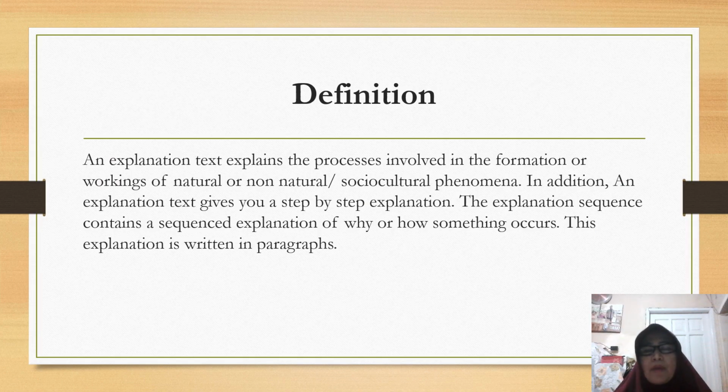First of all, we're gonna talk about the definition of it. An explanation text explains the process involved in the formations or workings of natural or non-natural or sociocultural phenomena. In addition, an explanation text gives you a step-by-step explanation. The explanation sequence contains a sequence explanation of why or how something occurs. This explanation is written in paragraphs.